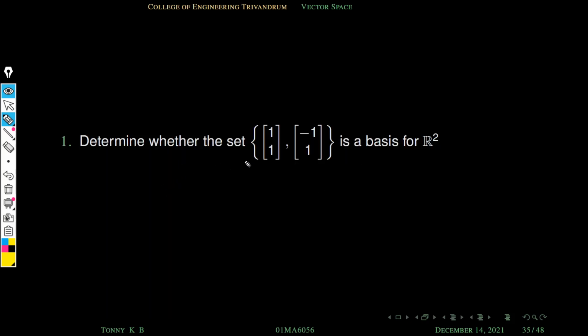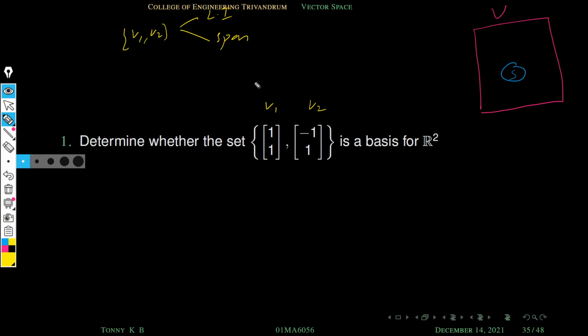Consider this problem. We have to check whether this set is a basis for R square. Let it be V1 and V2. That means we have to check two conditions: linear independence and span. First we have to check whether this set is linearly independent or not. This set contains only two elements, so we know that a two-element set is linearly dependent if and only if one of them is a scalar multiple of the other.